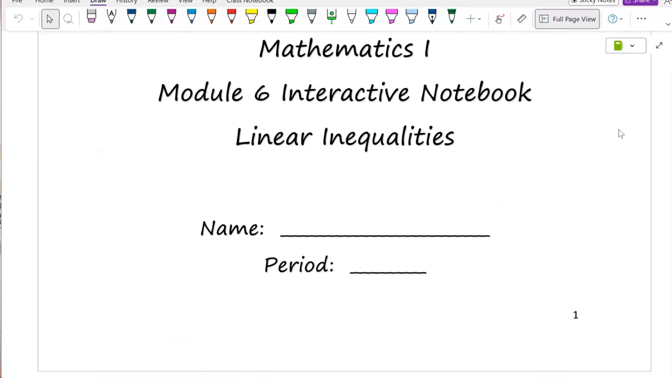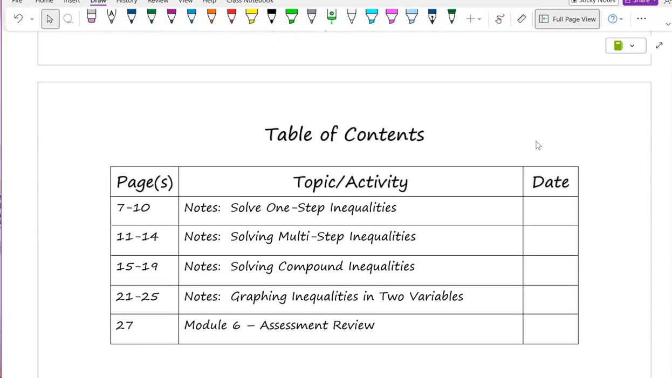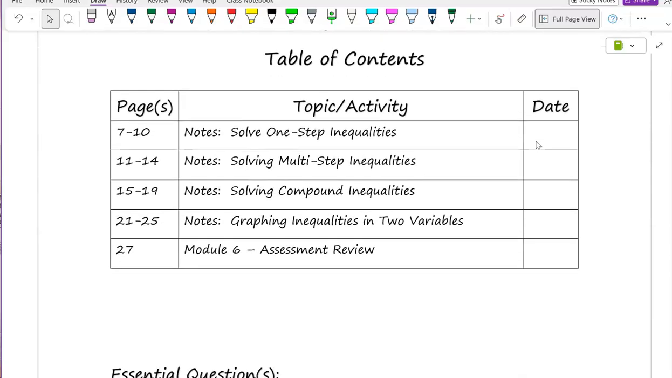All right, so hopefully you've already put your first and last name on your notebook, along with your period number. And then if we go inside to that table of contents page, we are going to be starting those notes, solving one-step inequalities today. So might as well go and put 11/12 there, because that's today's date, and we are going to be starting that.